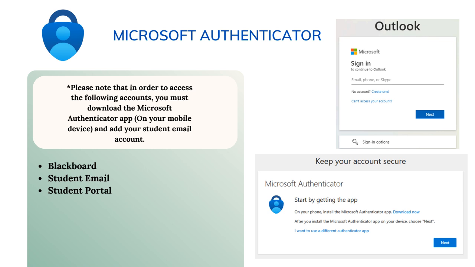Please note that in order to access the following accounts, you must download the Authenticator app on your mobile device and add your student email account. You can go to the App Store or Play Store, depending on what phone you have, and look up Microsoft Authenticator. You will download the one with this logo. It is completely free.